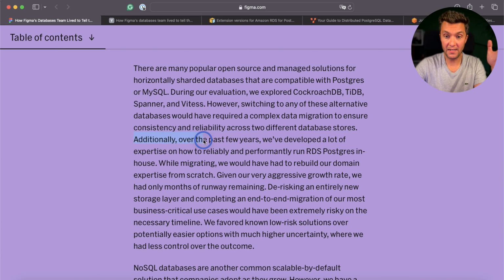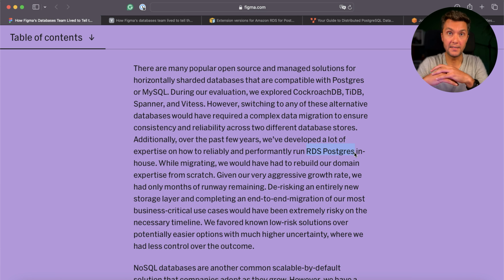If you continue reading this article carefully, you will notice the Figma team saying that they have developed a lot of expertise on how to reliably and performantly run RDS Postgres in-house. While migrating, they would have had to rebuild their domain expertise from scratch. So the key message here is RDS Postgres. The Figma team does not use open source Postgres in the cloud. Instead, they're consuming it as a service from Amazon. RDS is a fully managed service offering for Postgres.